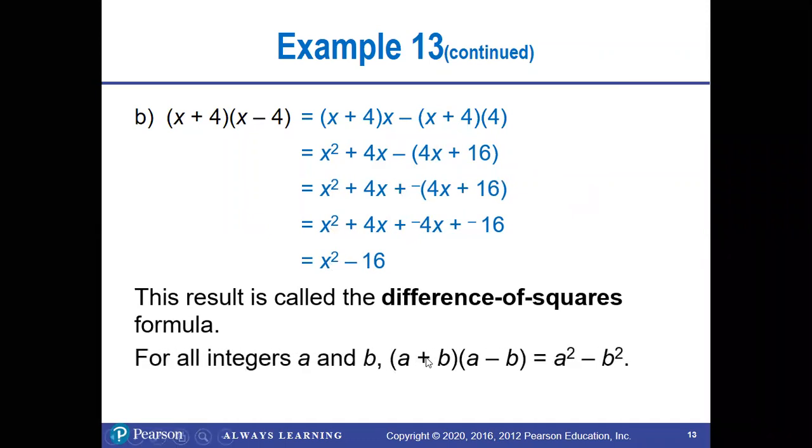If a plus b times a minus b, as long as they both have one positive, one negative, one adding, one subtracting, your answer is going to be the first term squared minus the second term squared, or a squared minus b squared. So if you go back up here, here's the plus, here's the minus, so x and x have to be the same, so that's x squared. 4 and 4 have to be the same, that's 16, and then put a minus sign.